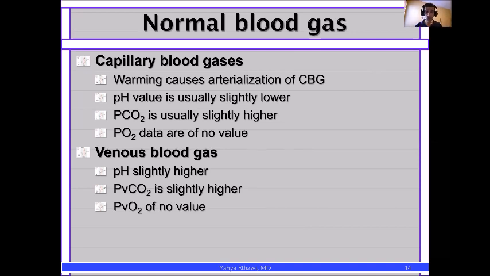So again, you do not comment or use the PO2 in a venous blood gas. The venous blood gas should not be used. The only indication for venous blood gas is for oxygen consumption rate. So you have an arterial blood gas and a venous blood gas, and then you can see how much oxygen is being used. The pH of the venous blood gas, because it's after the metabolism, will be slightly on the acidotic side, and also the PCO2 is slightly higher, and the PO2, of course, is of no value.